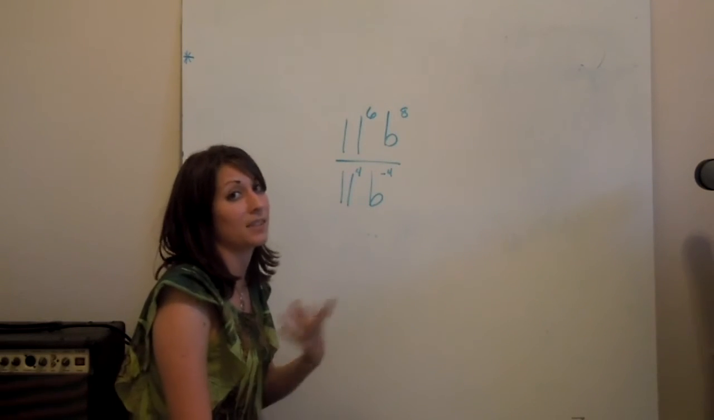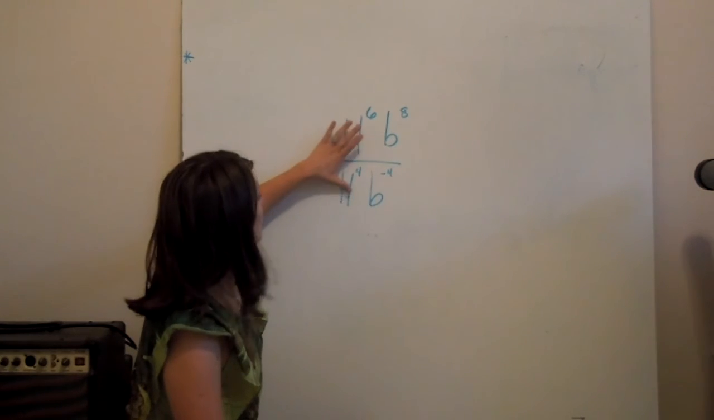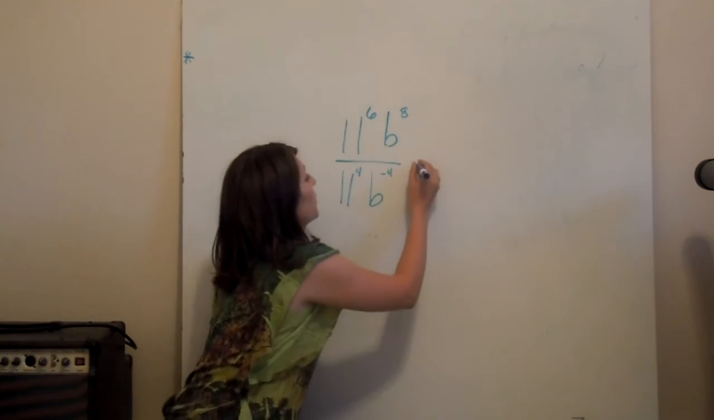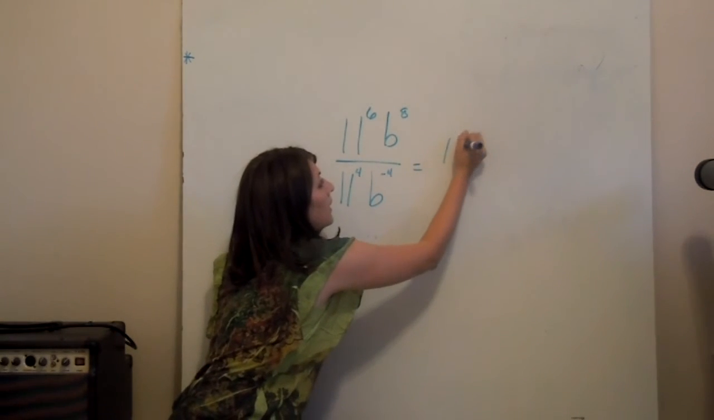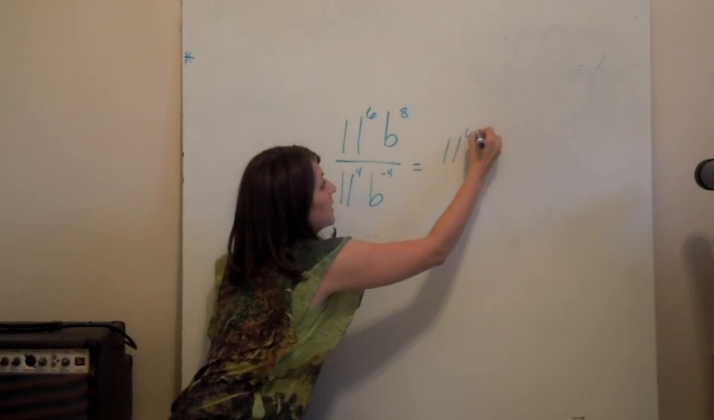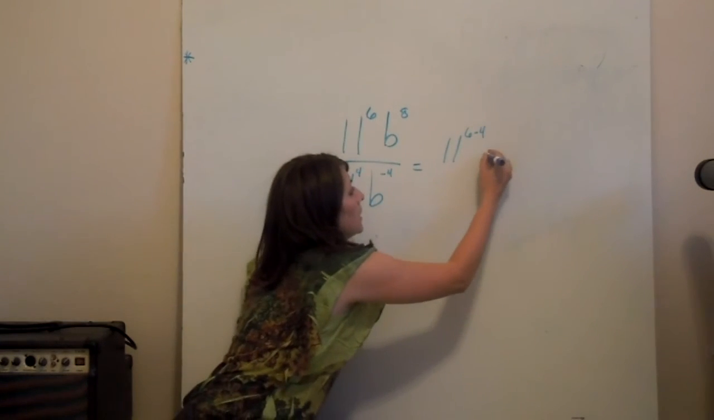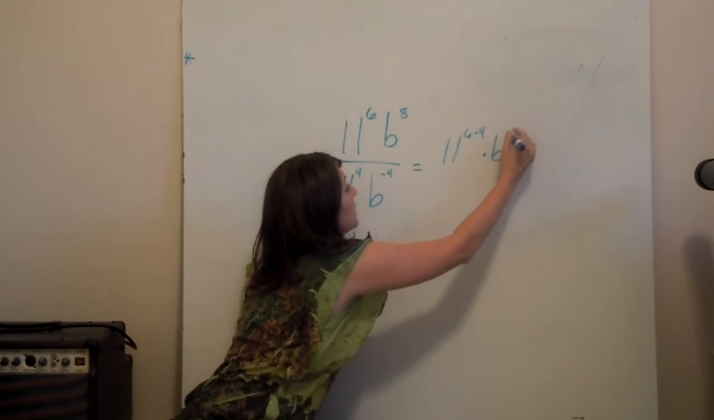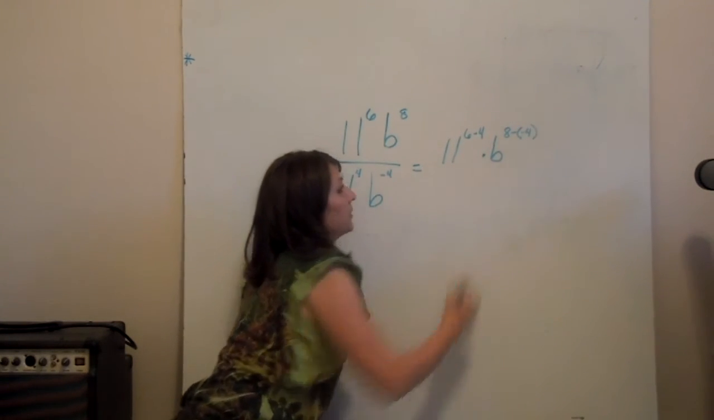We subtract the exponents instead of adding them. So we take the ones where the variables are the same. Our 11s are the same, so that's what we're going to work with here. I'll write it here. 11, 6 minus 4 times b, and we subtract those two exponents. 8 minus a negative 4.